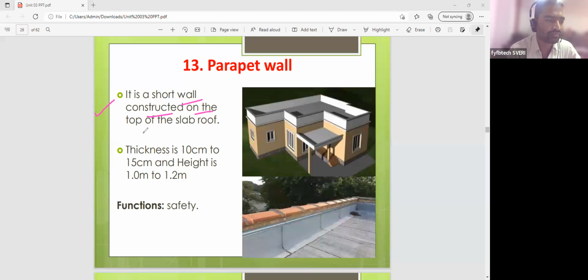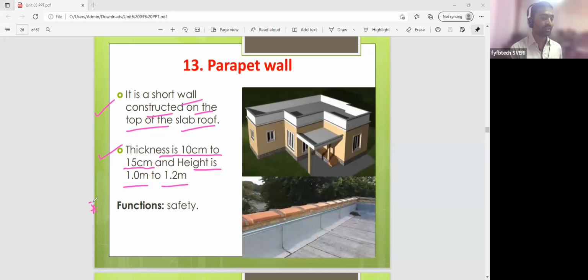It is a short wall constructed on the top of the slab roof. Then thickness is 10 centimeter to 15 centimeter. This is important. Thickness of the parapet wall is dash: 10 centimeter, 15 centimeter, both, none. Both is the answer. Then height is 1 meter to 1.2 meter.